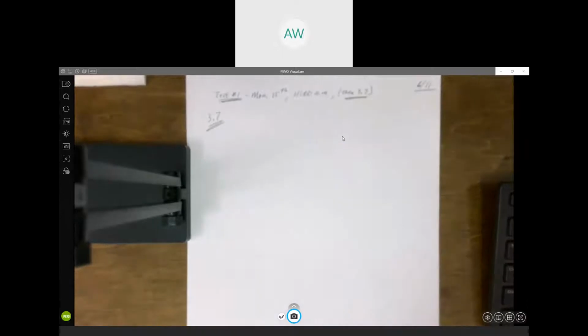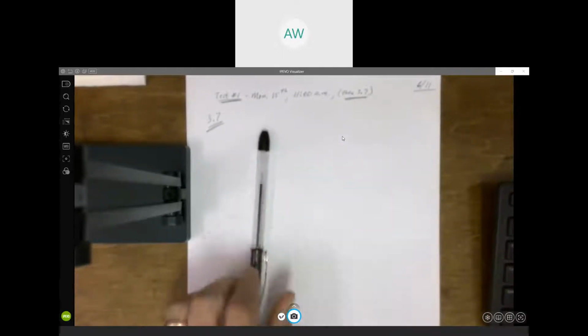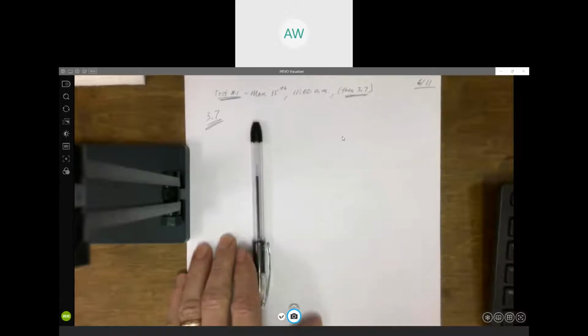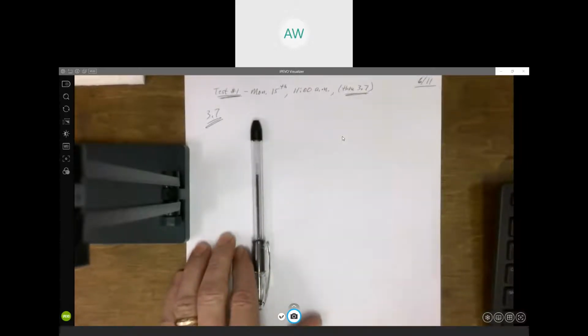I think we may have a little bit of time after we work a couple examples to maybe talk a little bit about chapter 4. We'll see how that goes. But that's the plan for today, to work some examples.